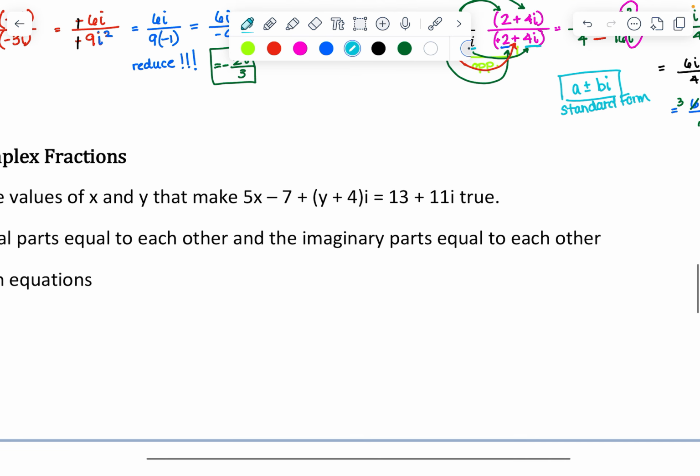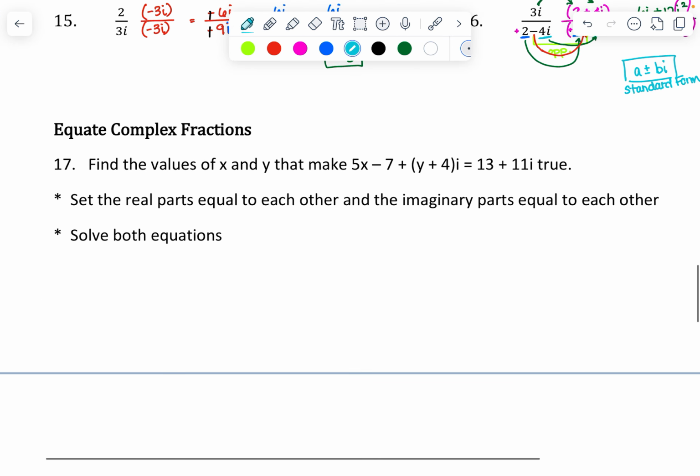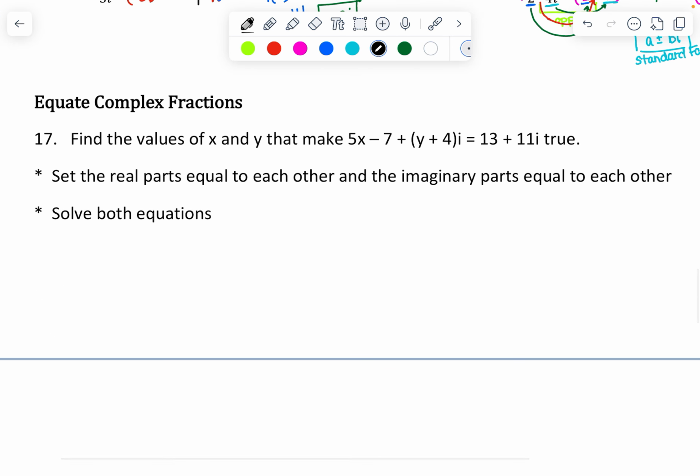One more problem. This one's easy peasy lemon squeezy, not stressy messy lemon zesty. Equate complex fractions. So for 17, you have to find the values of x and y that make this statement true. So you've got 5x minus 7 plus y plus 4 times i equals 13 plus 11i. So you have to find out what x and y are to make that statement true.